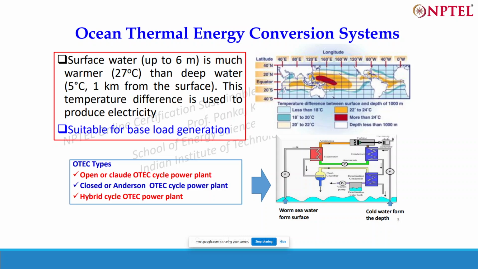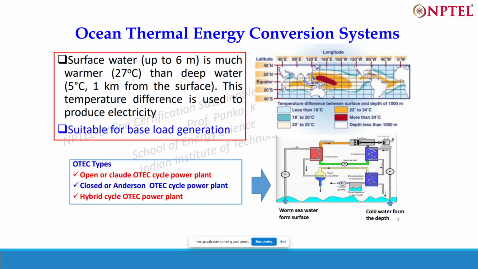So basically, the ocean thermal conversion system. The surface water we consider here is up to 6 meters in depth, and it is much warmer. If you look at the distribution of the surface temperature in the graph here, you see temperatures of less than 18 degrees Celsius near the ocean continental shelf, and as you go towards the continent, you see warmer temperatures. These temperatures can be utilized to generate ocean thermal energy conversion systems.